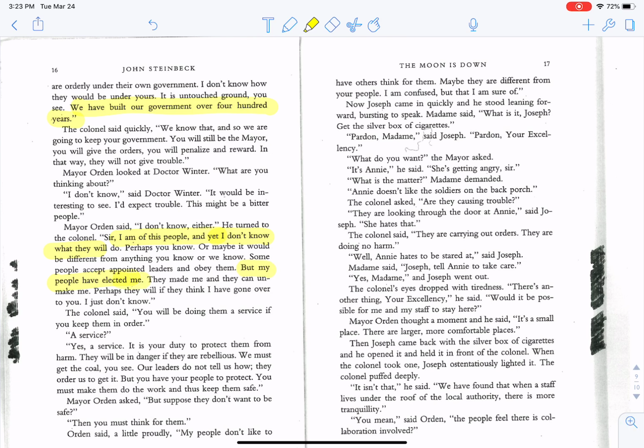I am in power because of the will of the people. I didn't take power. I didn't gain power. I was given power. I was given this authority by the people. And that's an important difference.